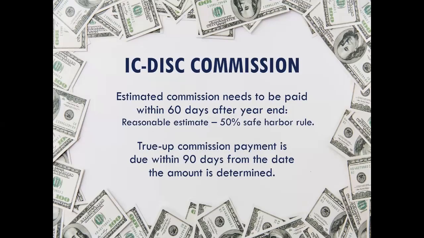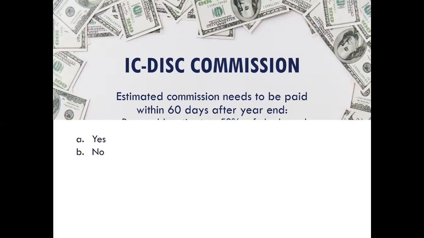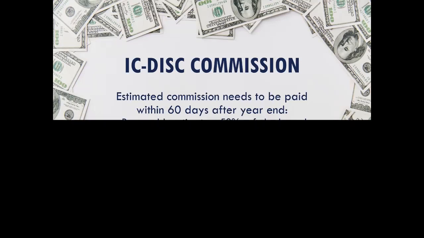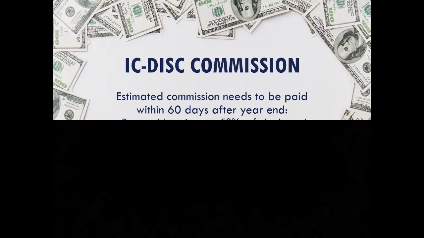A few things to note on the IC DISC commission. The commission has to be calculated based on taxable income figures. And an estimated commission is required to be paid into the IC DISC within 60 days after the end of the year. So let's say we have a calendar year 2019 taxpayer. We have to pay an estimated commission into our IC DISC within 60 days after the end of this year. So that's roughly the end of February 2020. The reg says there's a safe harbor rule that says as long as you pay in 50% of the actual commission, they'll consider that to be a reasonable estimate.